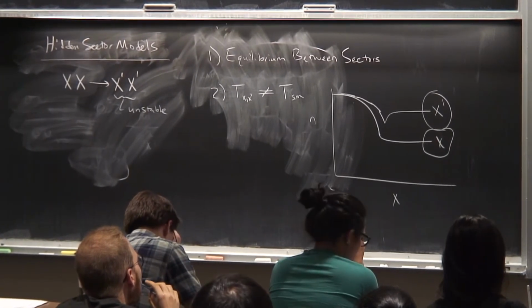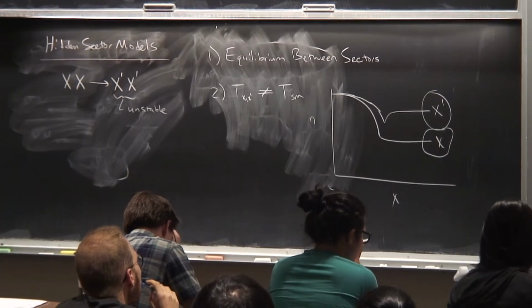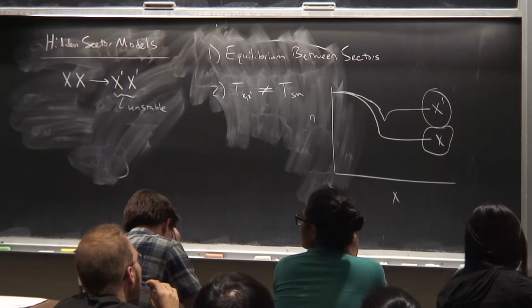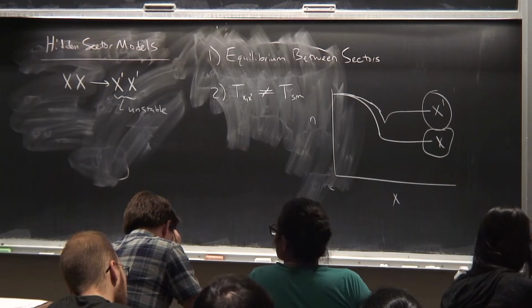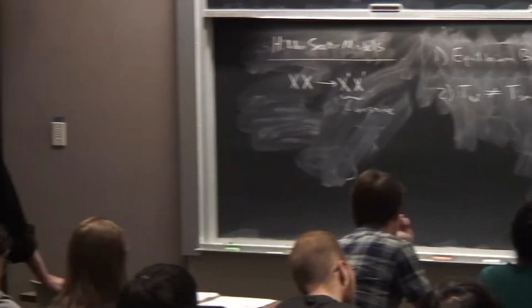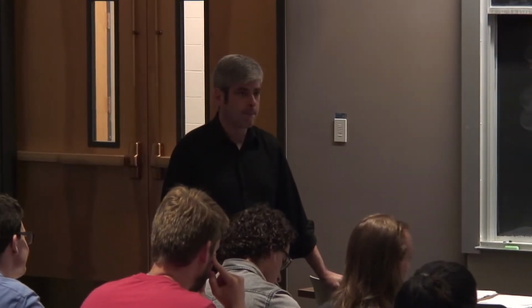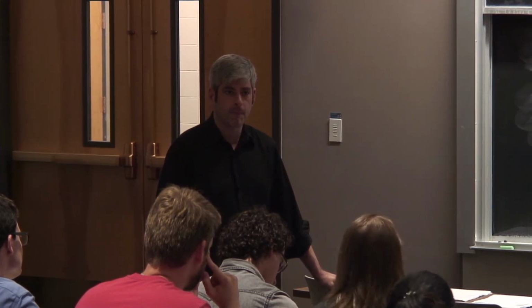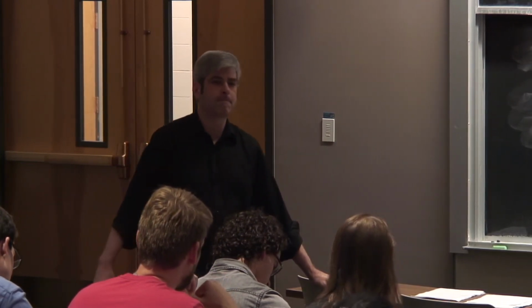So what are our prospects for indirect detection in this case? What do we think the annihilation cross-section will look like? Why larger?